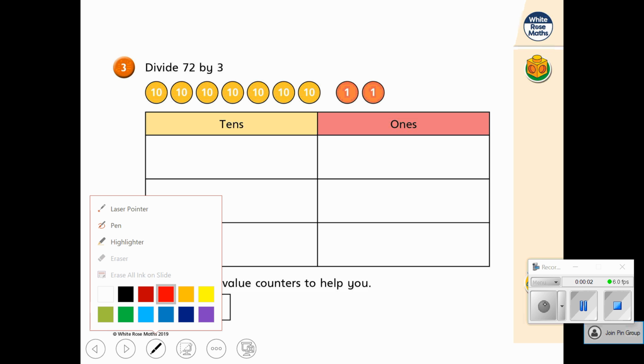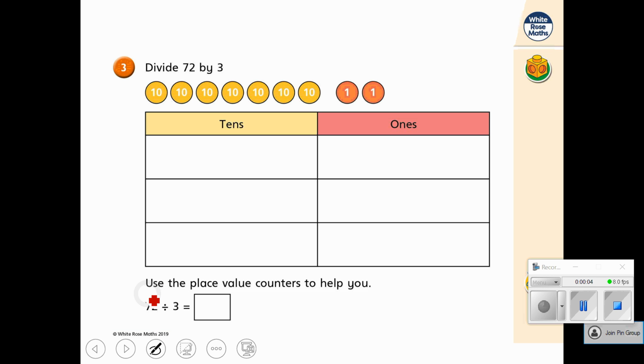It is Monday, the 1st of March, and this is the beginning of our division work as well as the beginning of the new month. So we're going to start with number 3 today, because a lot of the work we're doing is a recap on previous learning. So we've got to divide 72 by 3.